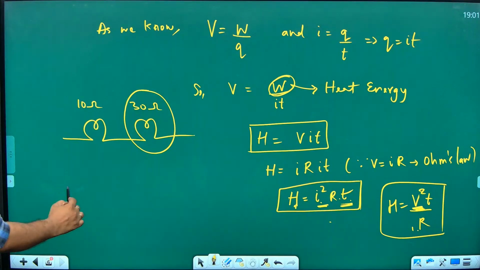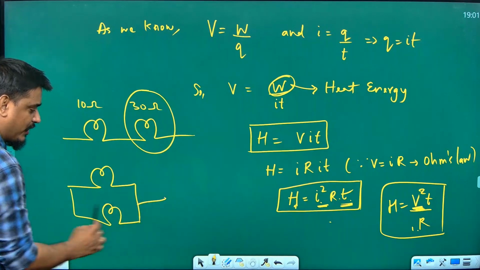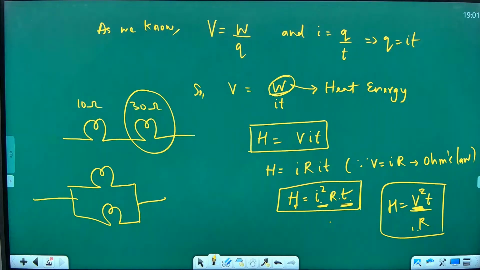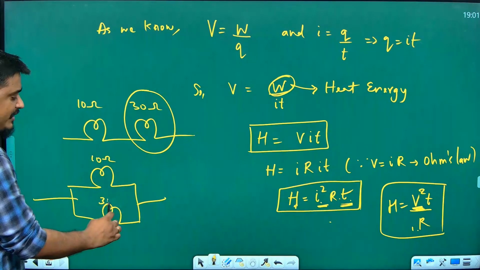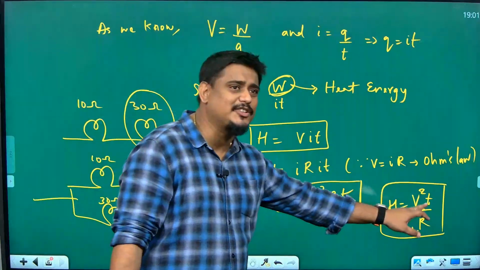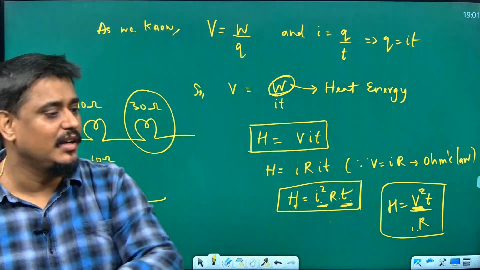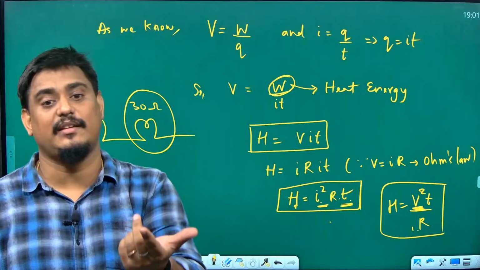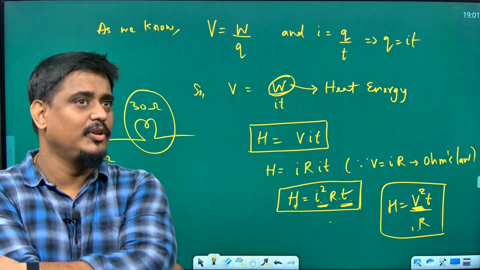Same way, same 10 ohm and 30 ohm in parallel. 10 will be having more heat energy. Are you getting why? Because now what is constant? V is constant. If V is constant, heat energy is inversely proportional to R. Lesser resistance will have greater heat energy. Is it clear to you? Tell me.